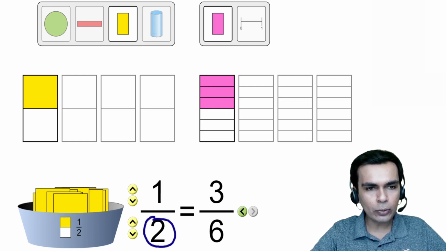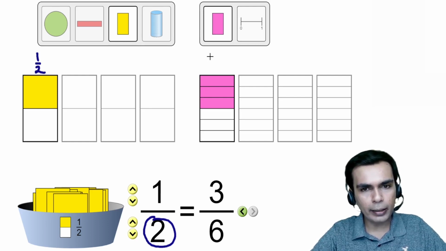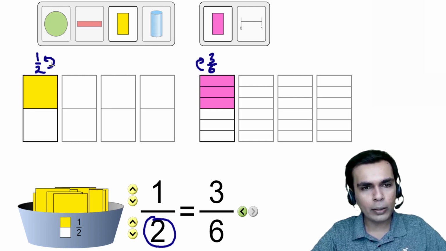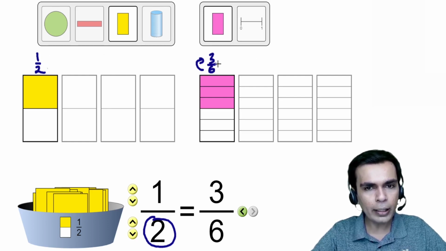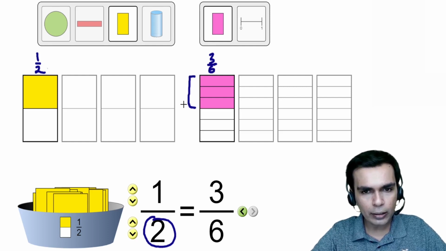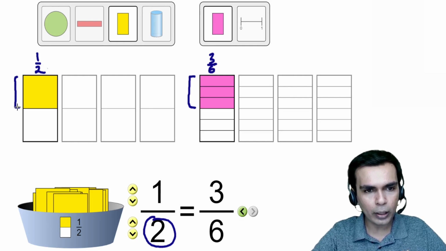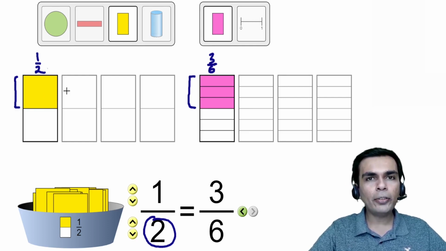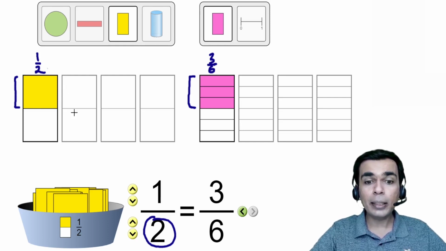So you see this is 1 out of 2 and this is 3 out of 6 equal parts. Or there are 6 equal parts, you take away 3. There are 2 equal parts, you take away 1. Either way, 1 half and 3 sixths. There is something interesting here. You see, actually, the size of it is absolutely the same. So 1 out of 2 or 3 out of 6 is actually the same size.